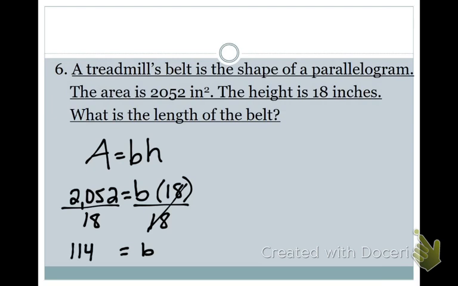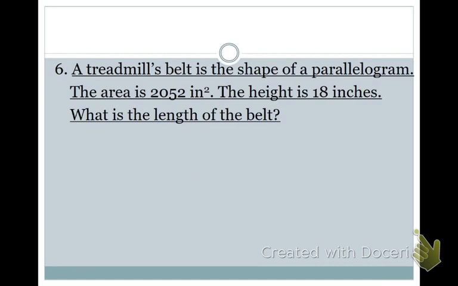114. Okay, now I've got to have units attached. It's a story problem. So if I'm looking back, should it be inches or inches squared? Just plain old inches, because I'm not looking for the area. It's just plain old inches. 114 inches is the length of the belt.